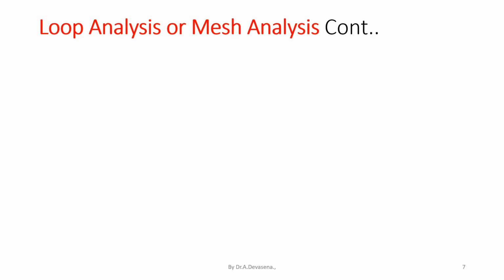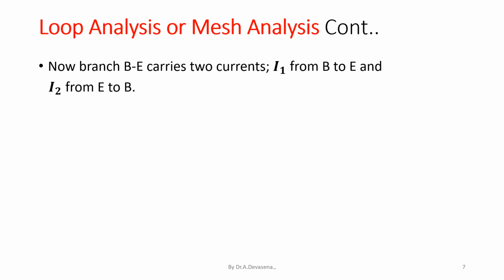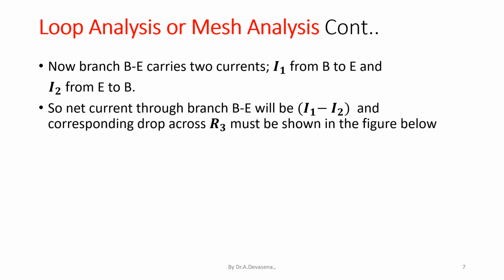Consider branch BE. The branch BE carries two currents, that is, the current I1 from the point B to E and the current I2 from the point E to B. So, the net current through the branch BE will be I1 minus I2, and the corresponding voltage drop across the resistance R3 is shown in the figure below.